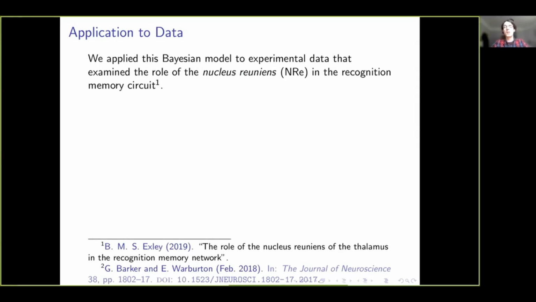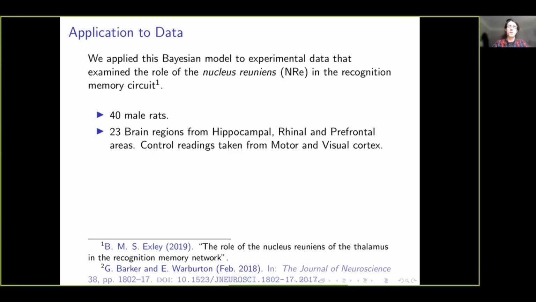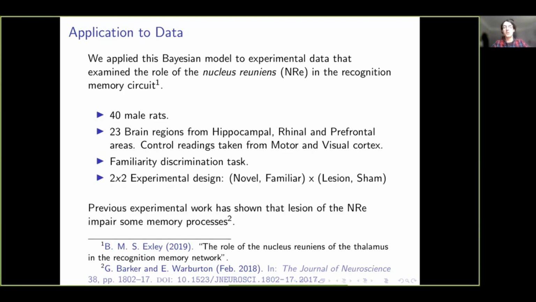To demonstrate the performance of this hierarchical model, we applied it to some experimental data that examined the role of the nucleus reuniens in the recognition memory circuit. This data contained 40 male rats. 23 brain regions were recorded from. The rats were required to perform a familiarity discrimination task, and this results in a 2x2 experimental design, leading to 4 groups.